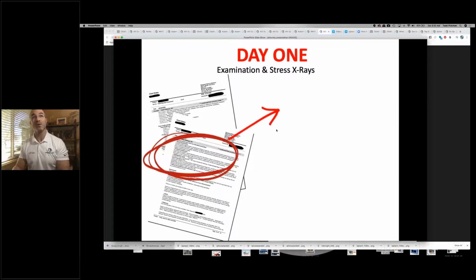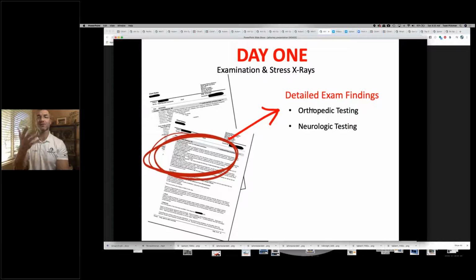And then day one, we do examination and stress x-rays. Detailed exam findings, we do the orthopedic testing, the neurological testing, the stuff that you expect to see, okay? Now I'm back talking to John, our personal injury attorney. Whatever we find here is related back to the x-ray or the CRMA, which I'm going to talk about in a second, which stands for Computerized Radiographic Mensuration Analysis. What is that? It's a fancy word for a very advanced, concrete way of analyzing stress x-rays.